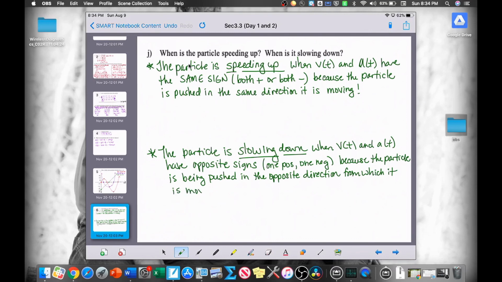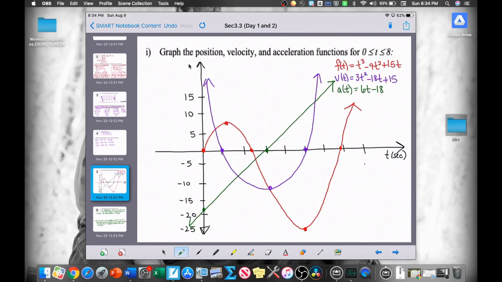So in order to answer these questions, the easiest thing to do would be to take a look at the beautiful graph that we just made. So if we go back and look at our paper, we want to know, for the particle to be speeding up, the velocity and the acceleration have to have the same sign. So they have to either both be positive or both be negative. So we're focusing right now on the purple graph and the green graph. So where are they? Well, when the graph begins, velocity is greater than 0, and acceleration is less than 0. Okay, so from 0 to 1 second, they have opposite signs.